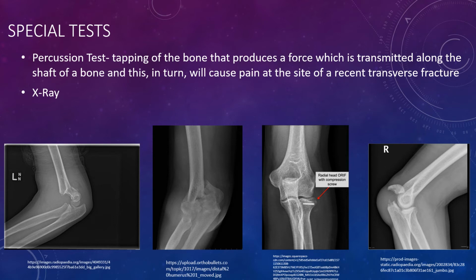The x-ray at the bottom left is a supracondylar fracture. The second one is an intercondylar fracture. The third is a radial head fracture that had to be surgically fixed, and they put a pin in to fix that. And the last picture is of an olecranon fracture.